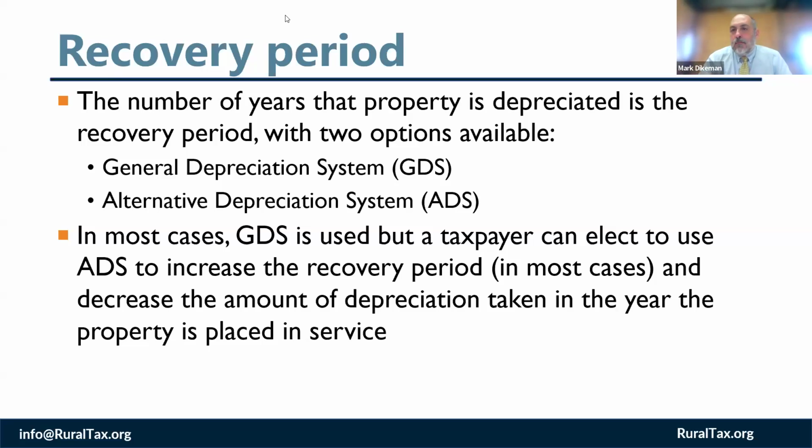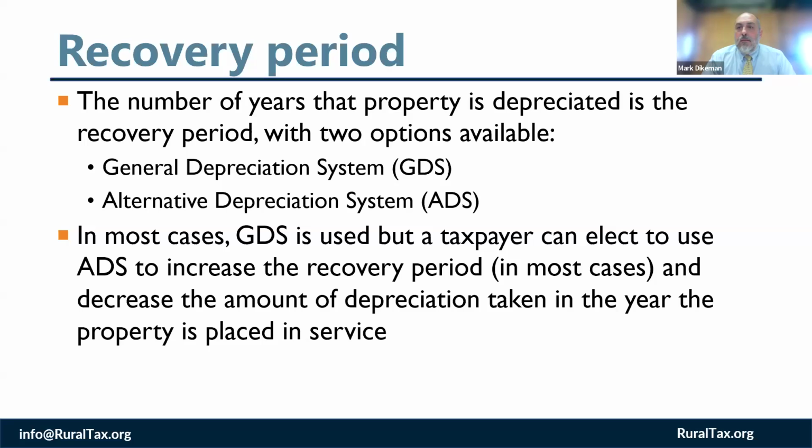The next piece of information we need to know to calculate depreciation is our recovery period. And that can be summed up as saying that's the number of years that the property is depreciated. However, there's two options when it comes to recovery period: the general depreciation system, or GDS, which applies most of the time, and ADS, or alternative depreciation system.